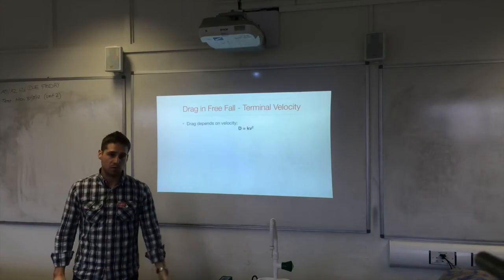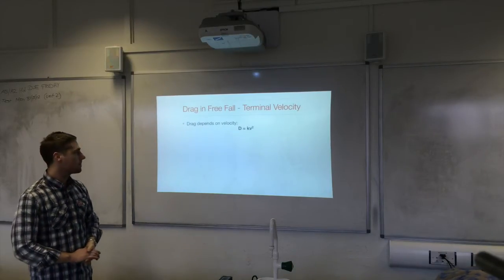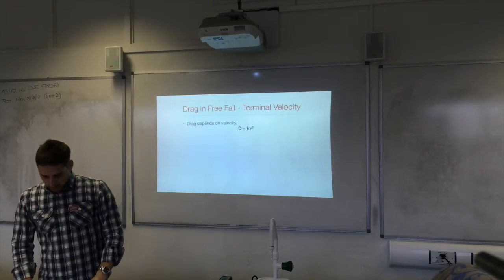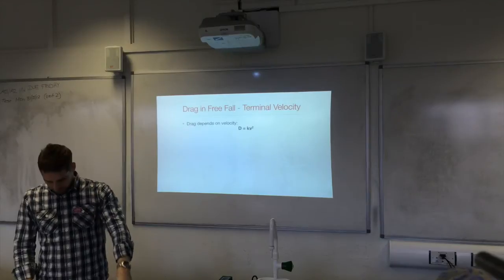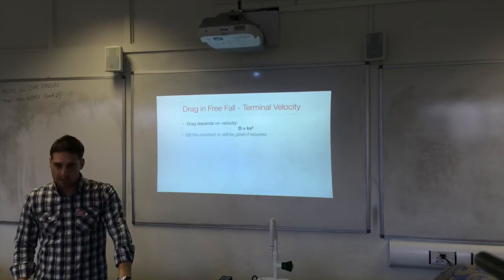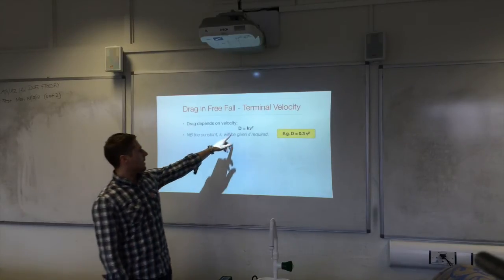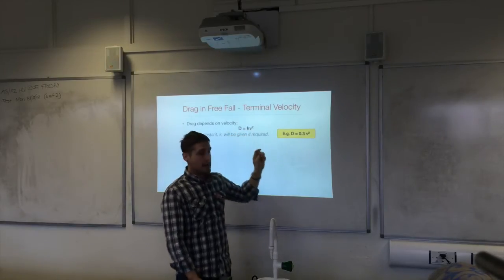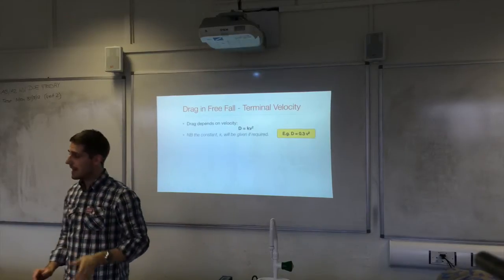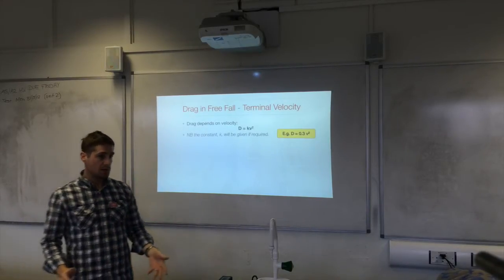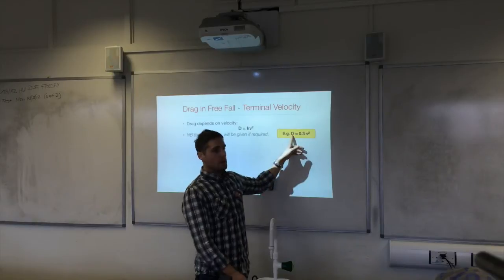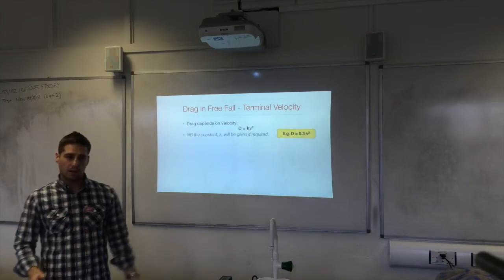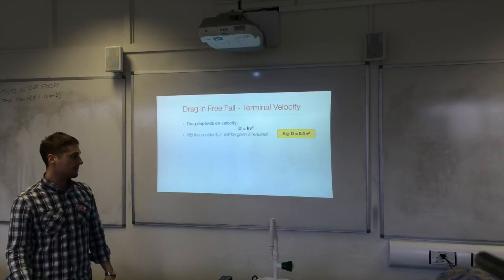Drag in free fall, so this is where terminal velocity comes in. Drag depends on velocity. So that means that drag is directly proportional to velocity squared, and that constant k will be given to you if you need to use it. For example, drag equals 0.3 v squared, so the 0.3 is the value of k in that case.